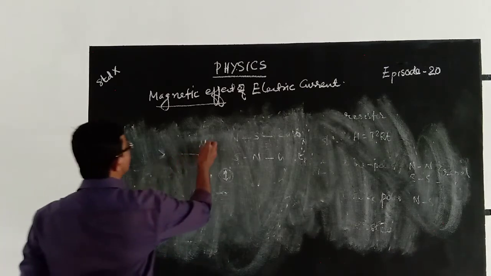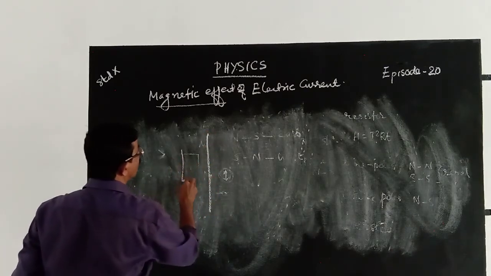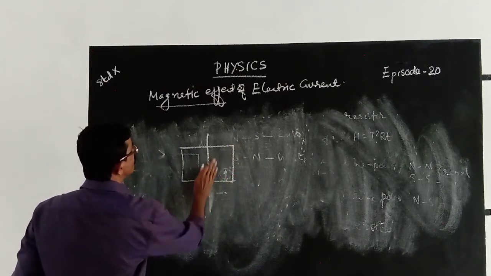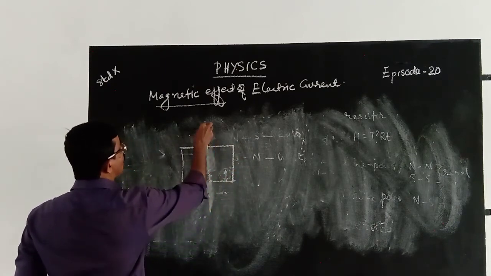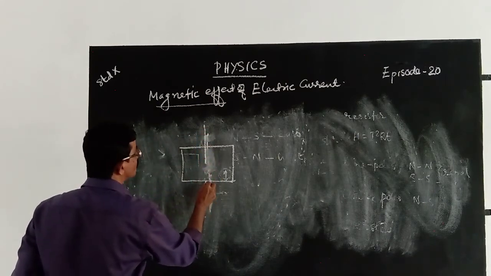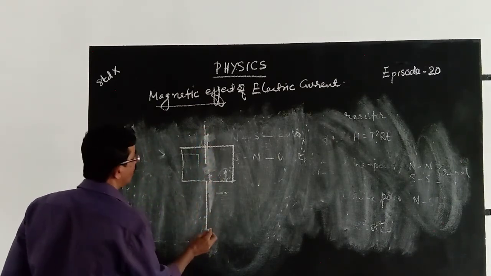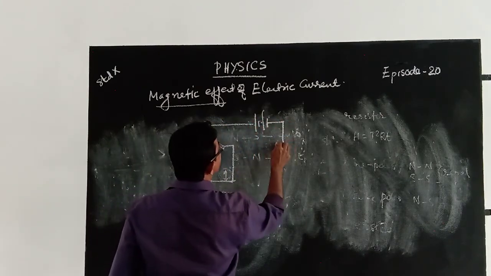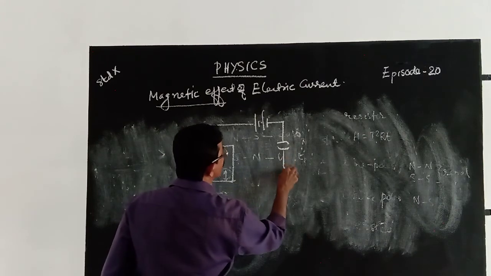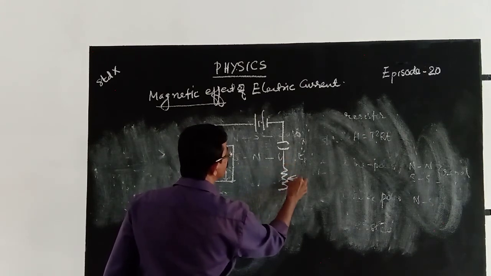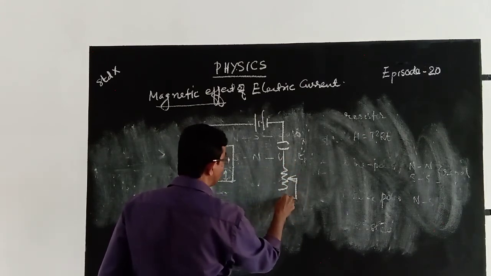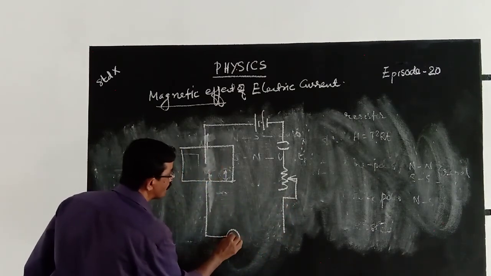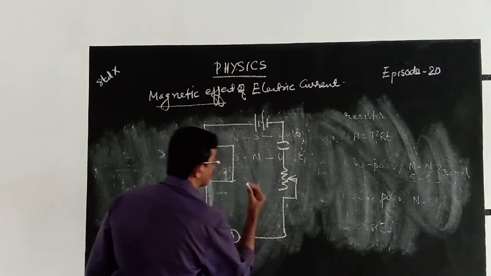For that, arrange a straight conductor through a cardboard. See this cardboard. Through this, we arrange a straight conductor. And this is connected to a battery and plug key, and to regulate current we use a variable resistor, which is called a rheostat, and we can use an ammeter to measure current.